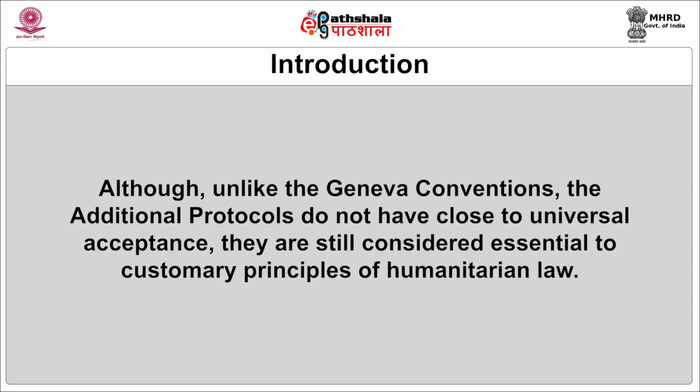In 1977, the international community came up with two additional protocols, which dealt with protection of victims in international and non-international armed conflicts, in order to supplement the Geneva Conventions. Although, unlike the Geneva Conventions, the additional protocols do not have universal acceptance, they are still considered essential to customary principles of humanitarian law.